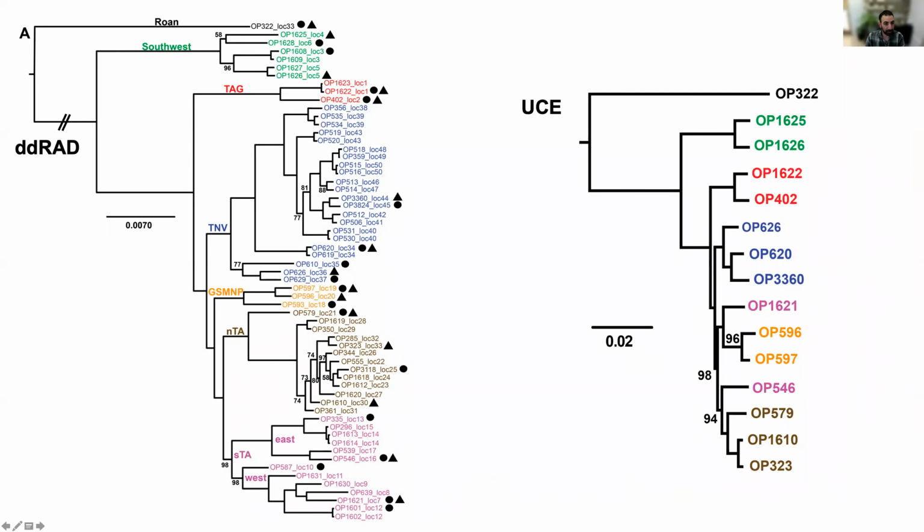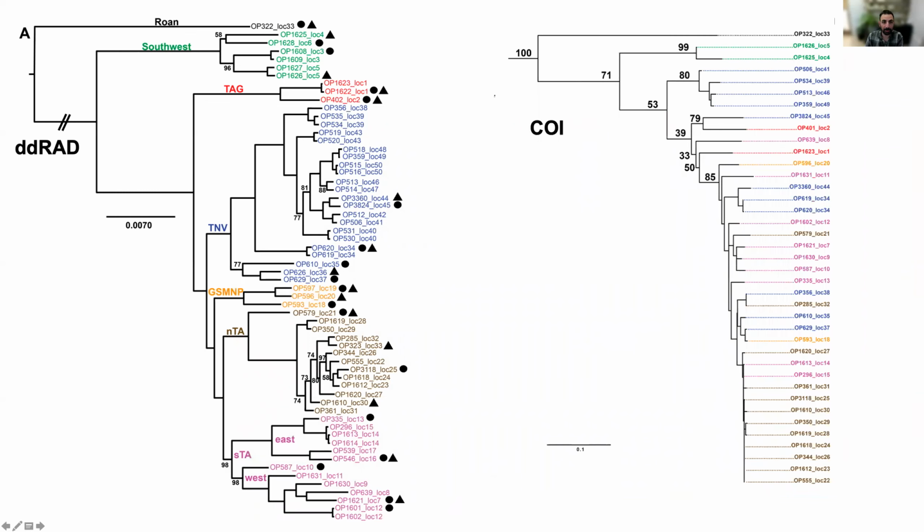So next, for a subsample of these taxa, we collected UCE data for species delimitation analyses. Now, looking at the topologies, they're largely congruent, with the exception of this purple clade, which is monophyletic in DD-RAD, but was not in UCE data. Otherwise, it's largely congruent. We also collected CO1 data. Now, with the exception of the Roan lineage and this southwest lineage here, the rest of this was not congruent at all between CO1 and any of the nuclear data.